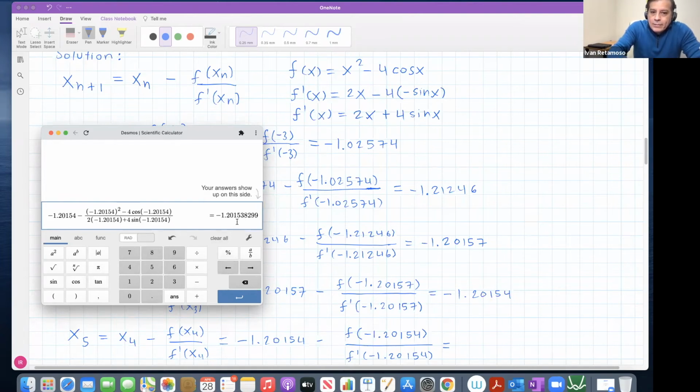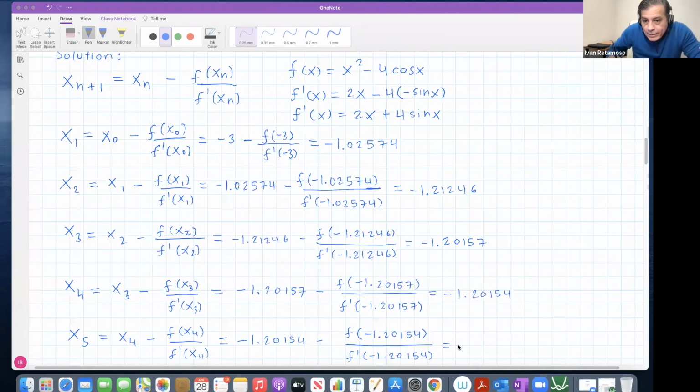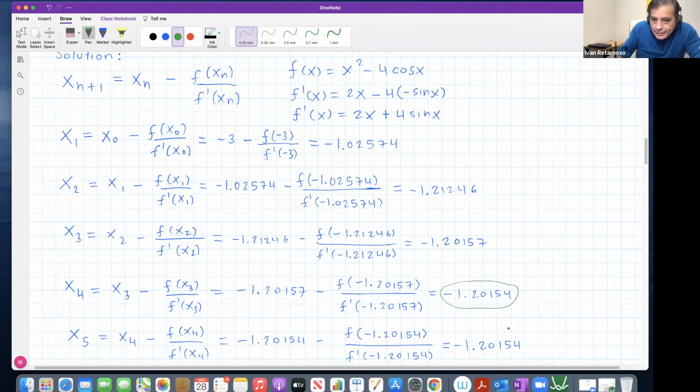Isn't it the same as this? Exactly the same. When you round this number to 5 decimal places, the 3 becomes 4, so it is exactly the same as the previous computation. That is good news, guys, because at that point you just stop, when the output gets repeated. In this case, rounded to 5 decimal places, this and this are exactly the same.